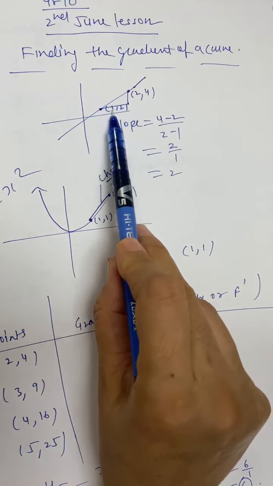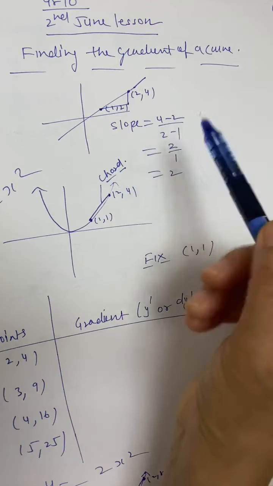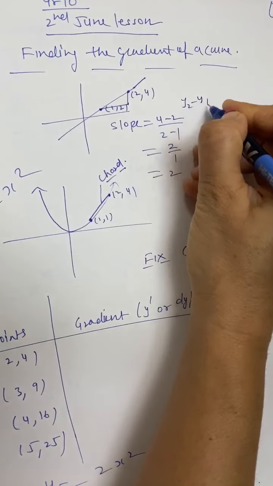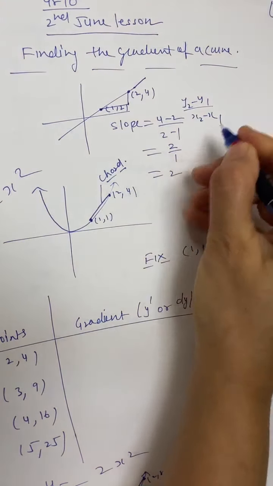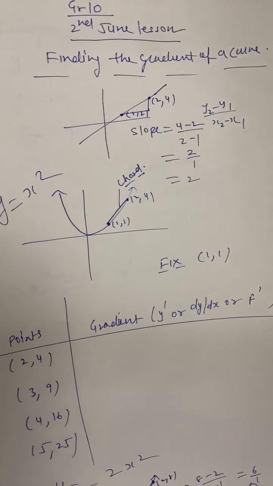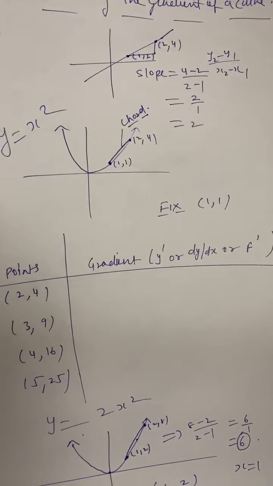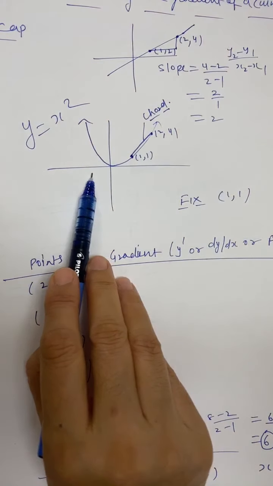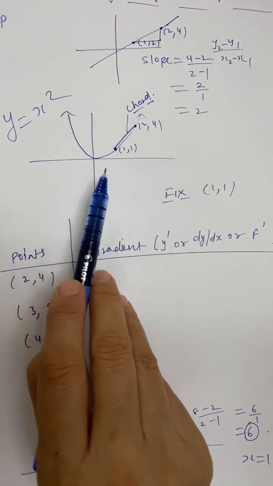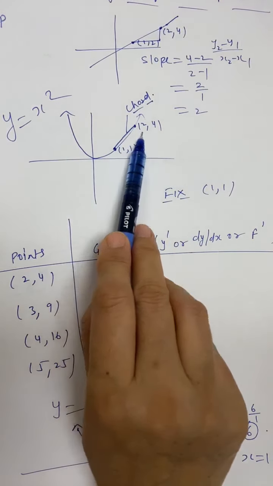use the graph to find the slope, or you can use the formula, which is y2 minus y1 divided by x2 minus x1, and then you can use this formula to find the slope. So you already know that, but the question is that we want to find the gradient of a curve, and we started last time with y = x², because that's the easiest one to start with, and this is the graph of y = x², and I have 2 points here.